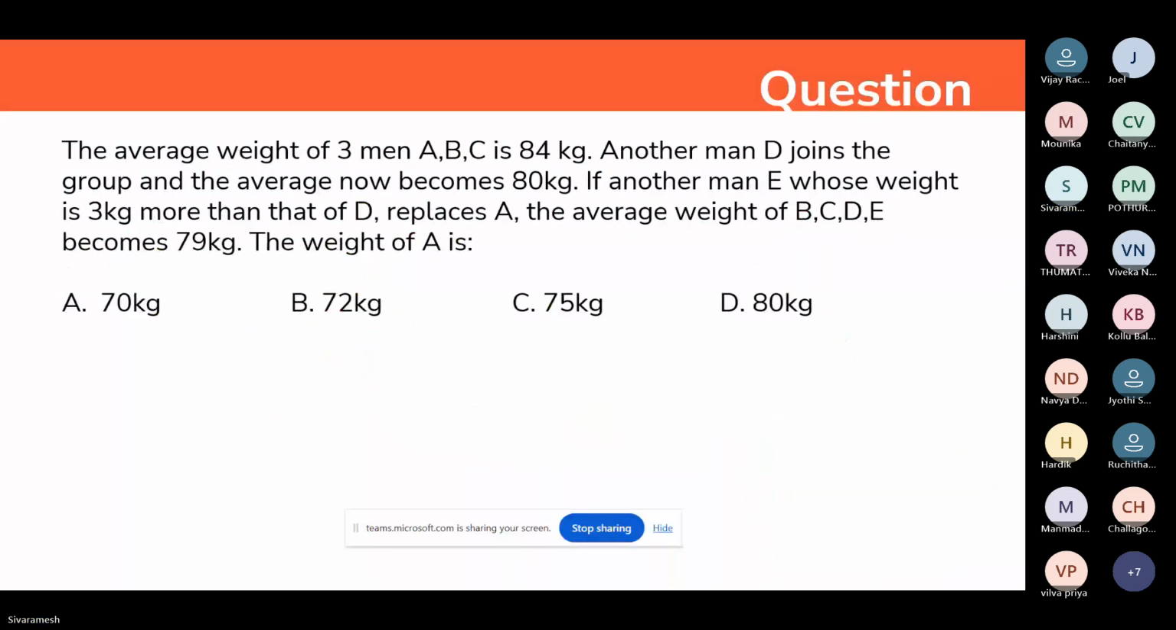Next one. Can you solve this question? Just give a try. Try to understand the question, whether the person is getting added or replaced or removed. Sometimes they may give a question based on two conditions, and this is the perfect example for merging two questions into a single one.